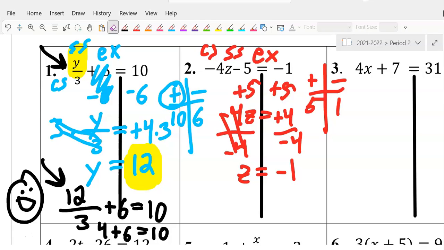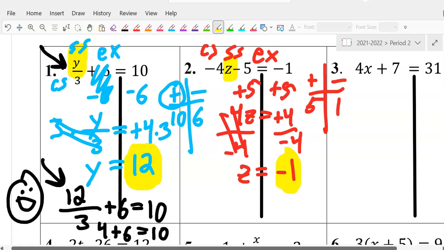Okay, who knows how to check? Somebody else, though. Who else knows how to check, because we just checked it before? Who knows? Since we think the answer is negative 1, the word you use, I like that word, is a word that students may understand. The official mathy word is substitute. Everybody say substitute. Substitute.